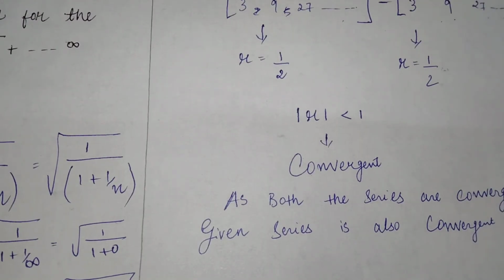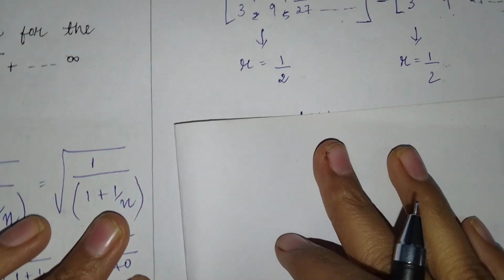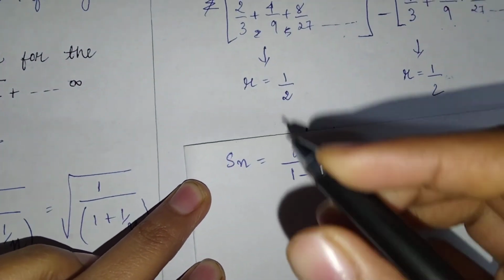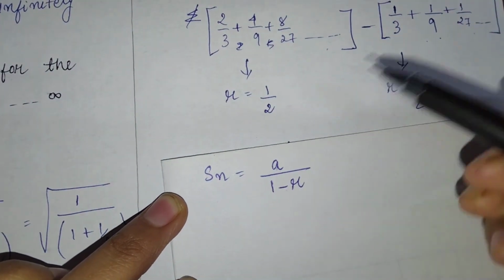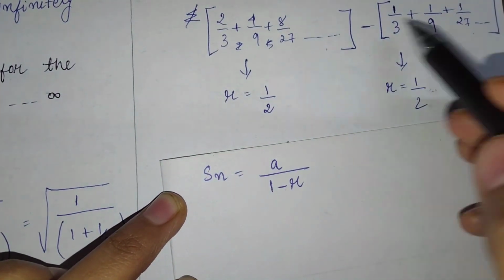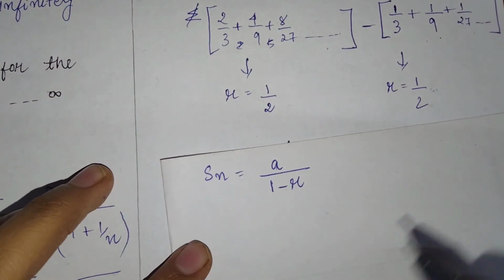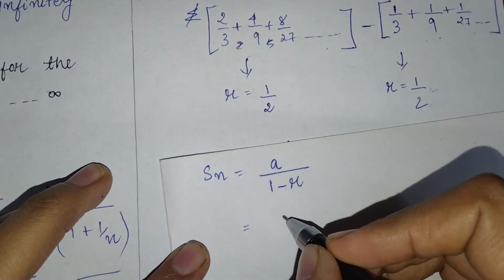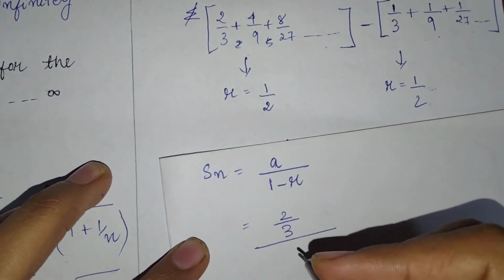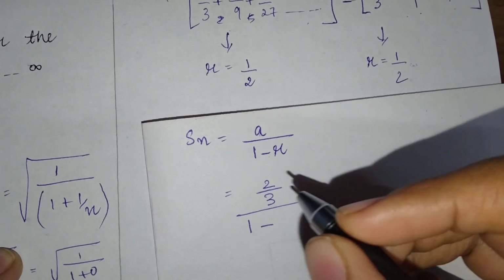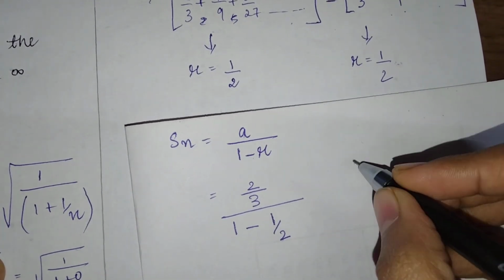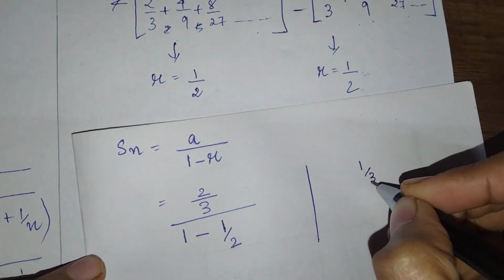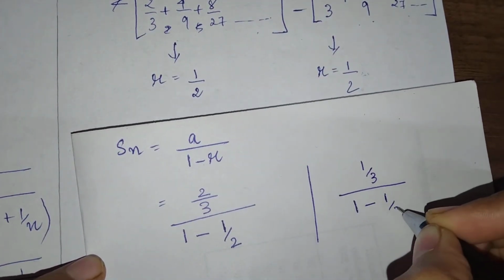But you also have to find its sum, that is Sn equal to a upon 1 minus r, and for this series also we have to find, and for this series also we have to find, and then we have to put their values, so we will get its sum. Now for this series our a is 2 by 3 divided by 1 minus, what is our r? 1 by 2. Similarly for this series we have a equal to 1 by 3 divided by 1 minus, and our r is again 1 by 2.